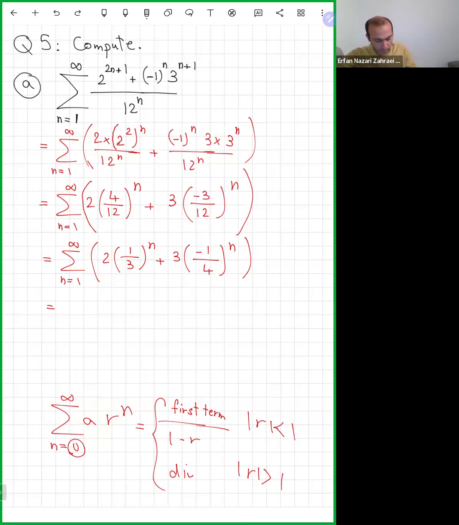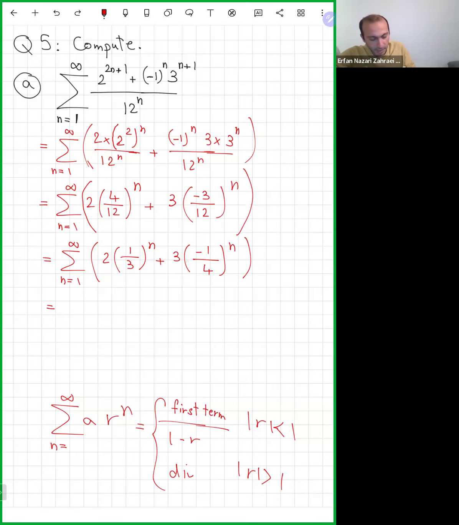But even if you don't start from 0, for example, start from 5, then your first term is ar^5. This should be on top of this fraction. So in the geometric sum of a geometric series, you have the first term on top over 1 minus the common ratio.